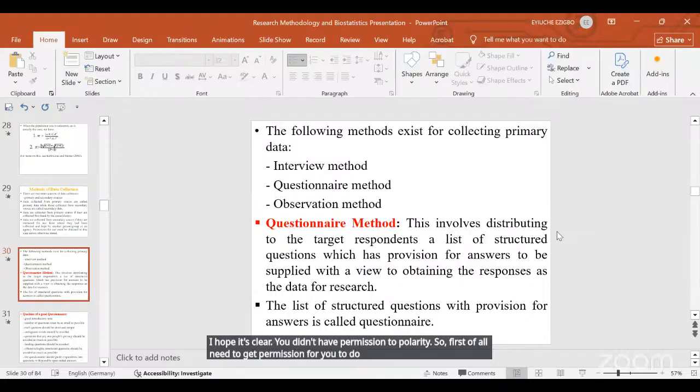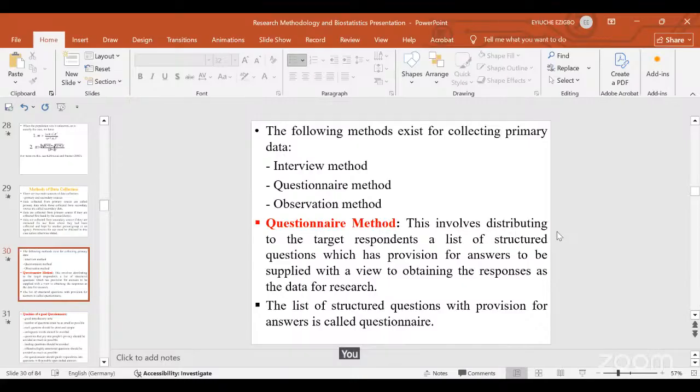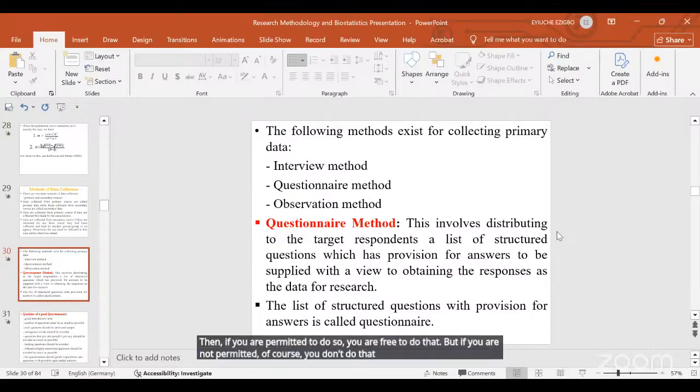Then if you are not a medical personnel in such a place and you need such information, you go to the hierarchy of that establishment and say this is what you want to do. You want to collect so and so information from the patient's folders. Then if you are permitted to do so, you are free to do that. But if you are not permitted, of course, you don't do that. You have a question?